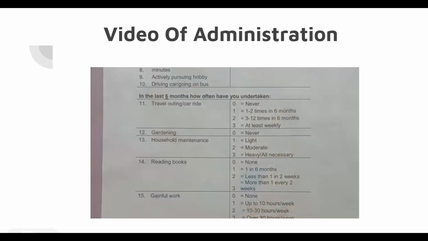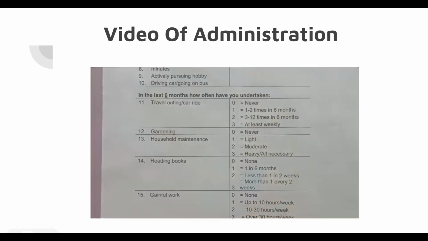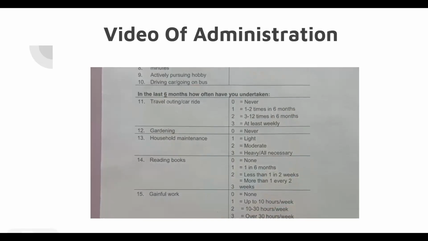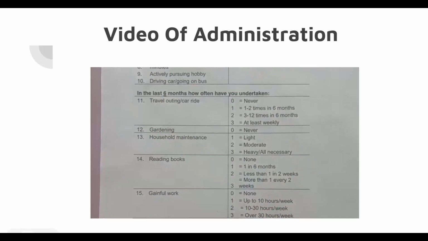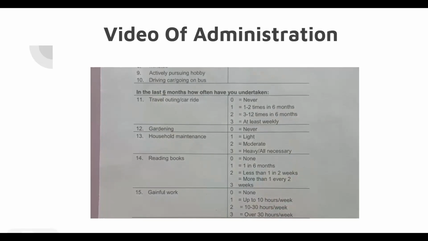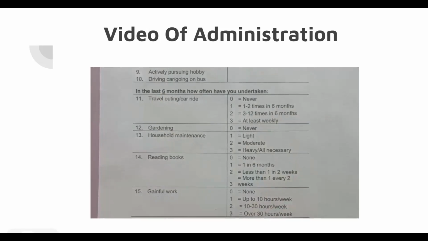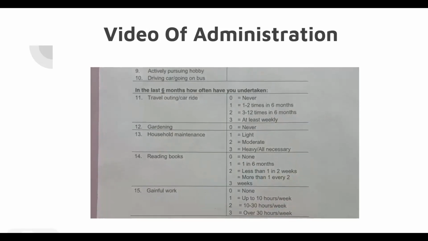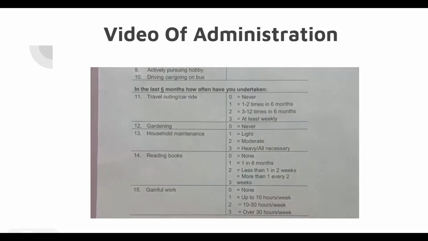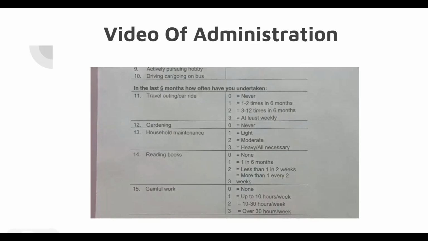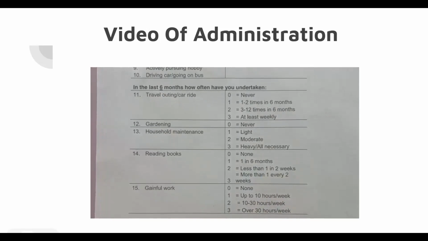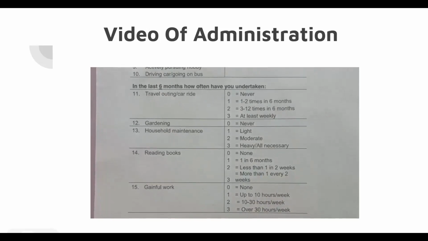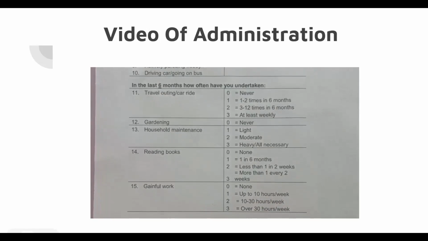The second category asks about what the client has engaged in during the past 6 months instead of 3. Items 11 through 15 address traveling, gardening, household maintenance, reading books, and gainful work, which is further explained in the Frenchay Activities Index Guide as work that is paid, not volunteer work. Travel and gardening are also answered with a frequency of engagement, like the items from the above first category.